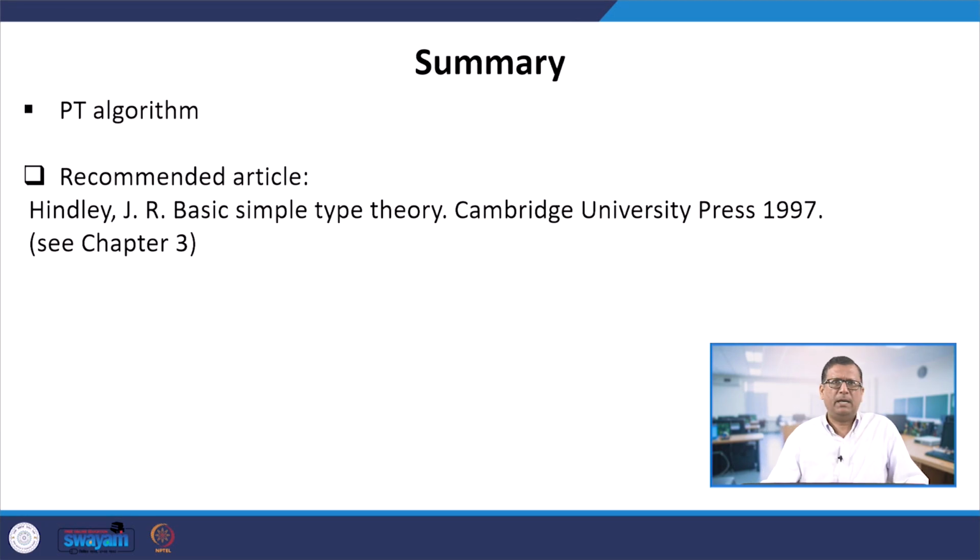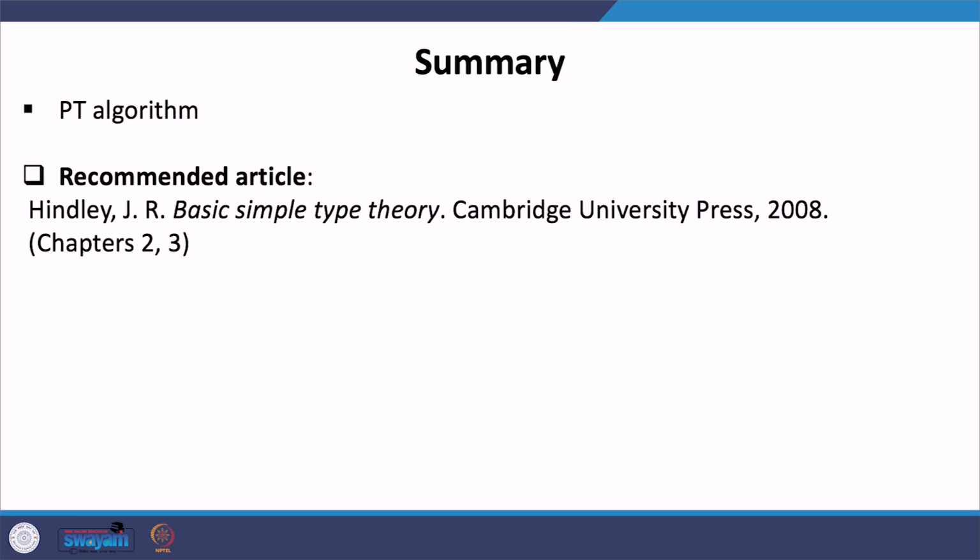So, let us summarize today's discussion. We have discussed the principal type algorithm, and we have seen the influence of the restricted lambda terms that we studied earlier. If you consider the restricted lambda terms, they will be typeable. So that is one class that we have earlier discussed. So you are requested to please see chapter 3 of this book.